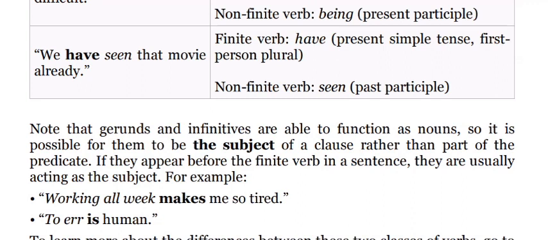So it is possible for them to be the subject of a clause rather than part of the predicate. If they appear before the finite verb in a sentence, they are usually acting as the subject. For example, working all week makes me so tired. To err is human. Now, you can see to err. To err is a verb, so here it becomes a subject.